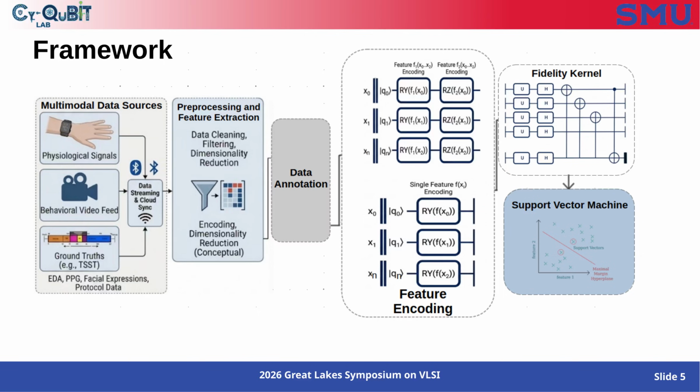Here we show the overall framework. The process starts with multimodal data sources, including wearable physiological signals, behavioral video, and ground truth protocol information. These data streams are synchronized and then pass through pre-processing and feature extraction steps such as cleaning, filtering, encoding, and dimensionality reduction. After annotation, the extracted features are encoded into quantum circuits. A fidelity quantum kernel is then used to compute similarity between samples in the quantum feature space. Finally, the resulting kernel matrix is used by a support vector machine for classification.